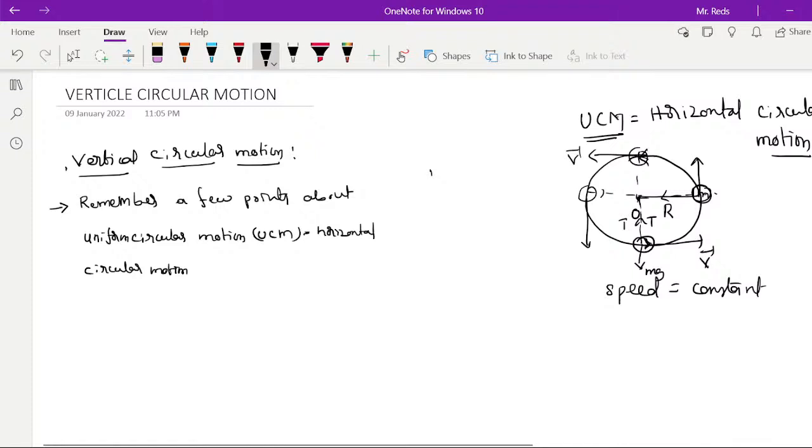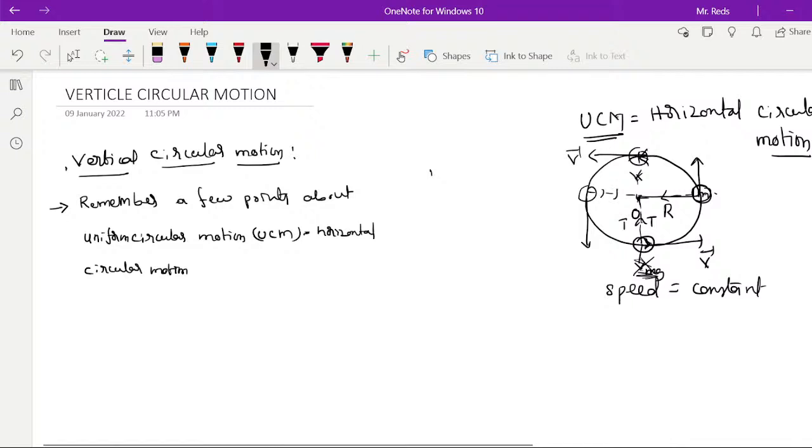You have to be careful about this mg, guys. Mg will be acting vertically downwards, but this is horizontal circular motion, so it will not play any role here. So you can say tension will provide the centripetal force in horizontal circular motion, and it will be constant throughout.